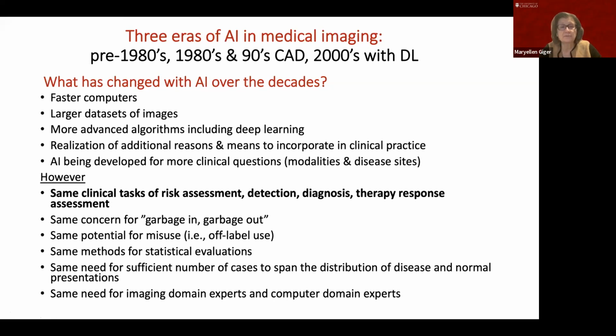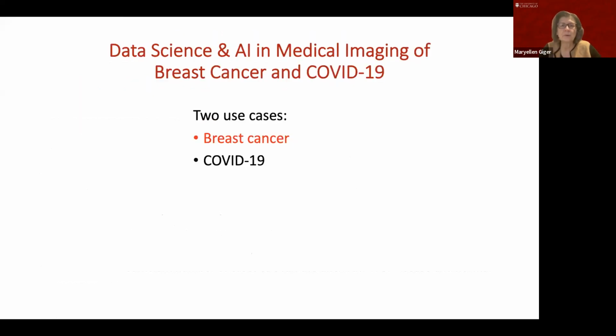We have the same concern for garbage in, garbage out. We have the same potential for misuse or off-label use. We have the same methods for statistical evaluation, and we have the same need for a sufficient number of cases to span the distributions of disease and the distribution of normal presentations. And of course, the same need for multidisciplinary teams. So I want to walk you through this using two use cases, breast cancer and COVID-19. I will start with breast cancer.